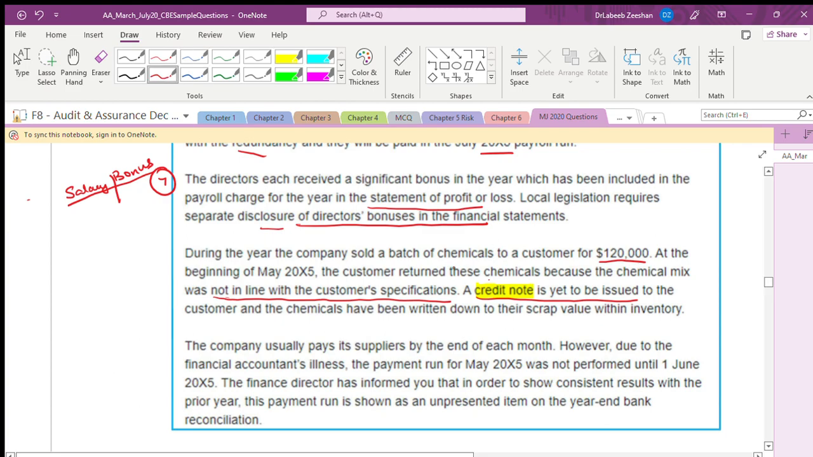The chemicals have not been written down to the scrap value within inventory. Even that defective chemical we have not written down as scrap. Is it right? This is point number 8.